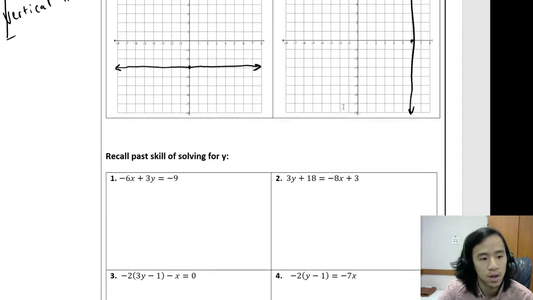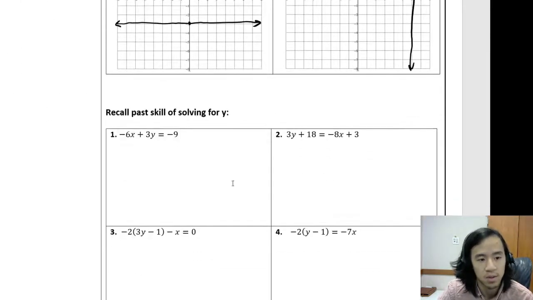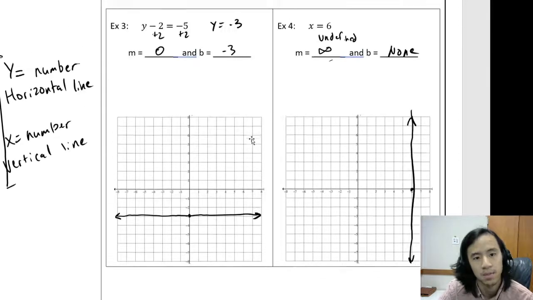All right, y'all, so that's going to be it. We have some practice problems here for solving for y, but I'm not going to go over that.